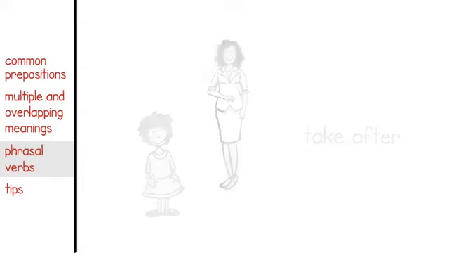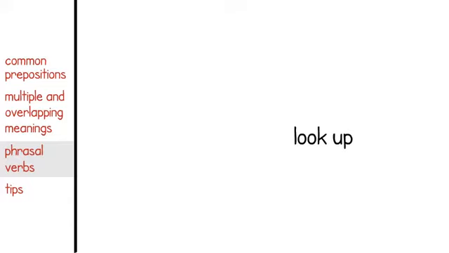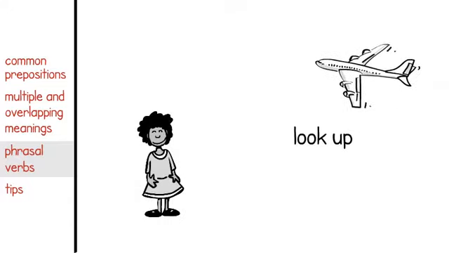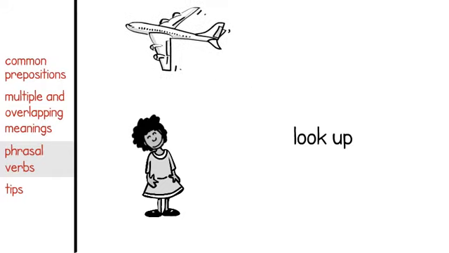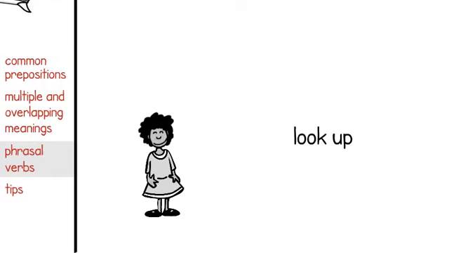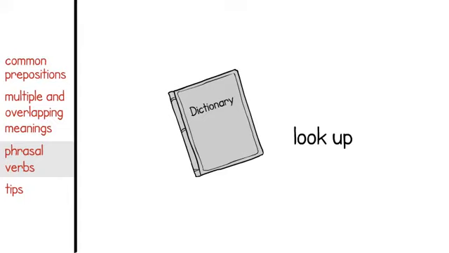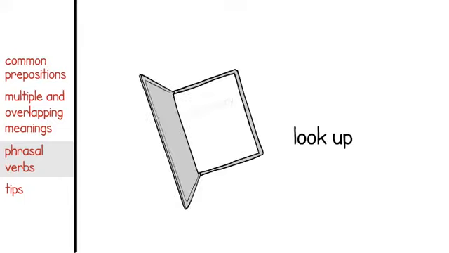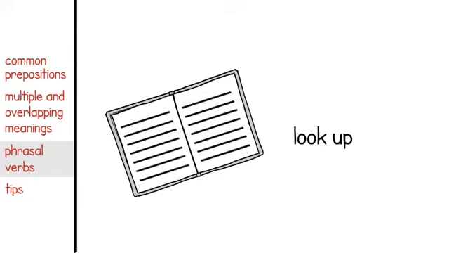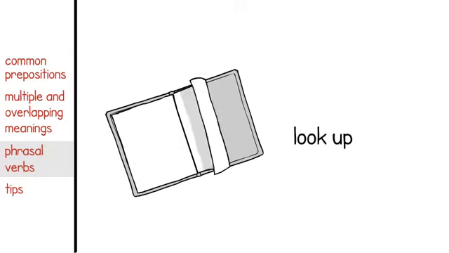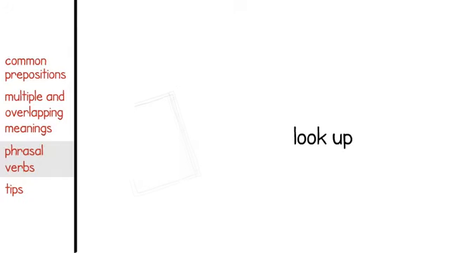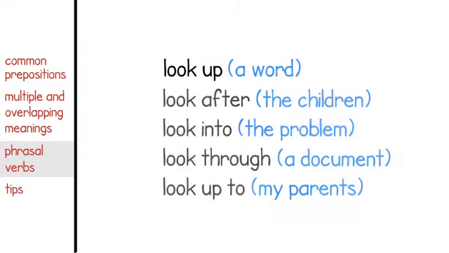Another example is look up. Although this can literally mean to look up, for example, the girl looked up at the plane flying past, it can also mean something quite different. If we say, I looked it up in the dictionary, we are not literally looking upwards. In fact, look up also means to search for something in a reference book. The verb look actually has many phrasal verbs associated with it. Each one has a different meaning, and some of them are not literal.